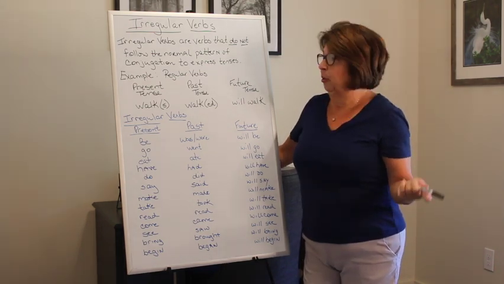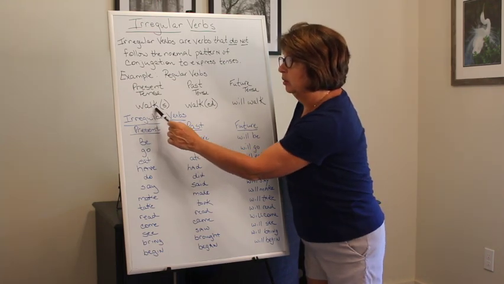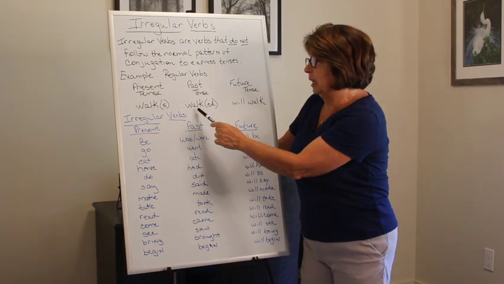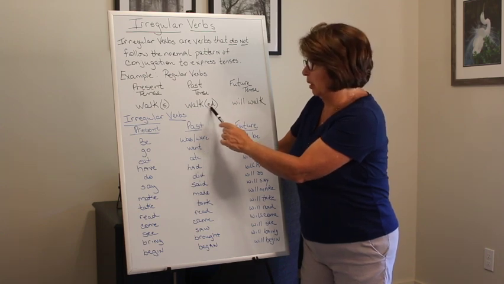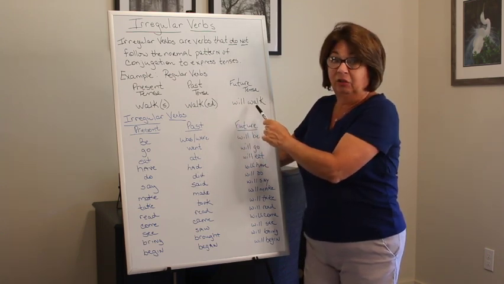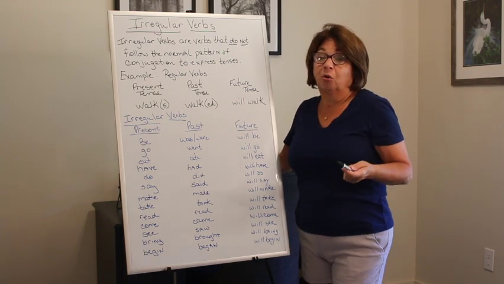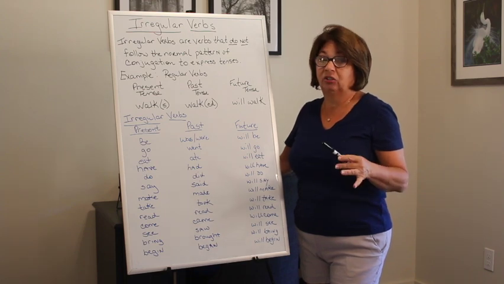Let's just take an example. In a regular verb, to make something present tense, if our word is walks, we would just add an S and it would be walks. If we wanted to make it past tense, we would take that same base verb, walk, and make it walked. If we wanted to make it future tense, we would say will walk. Irregular verbs mean that the word changes completely when it changes tenses.